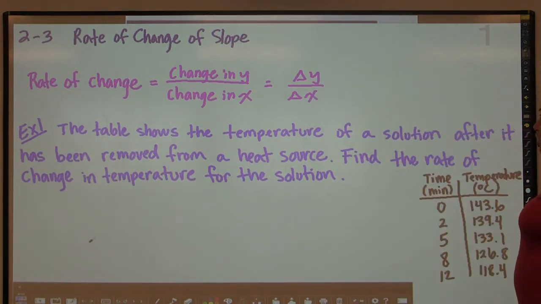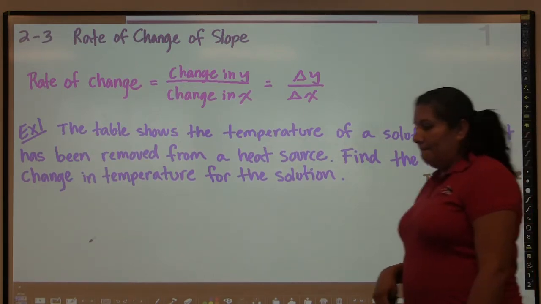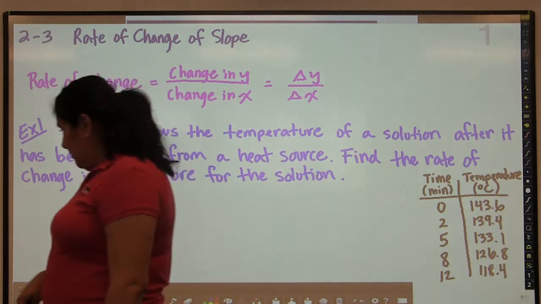It says the table shows, and I have a table right here, the table shows the temperature of a solution after it has been removed from a heat source. Find the rate of change in temperature for the solution. So we have 5 points to choose from here.